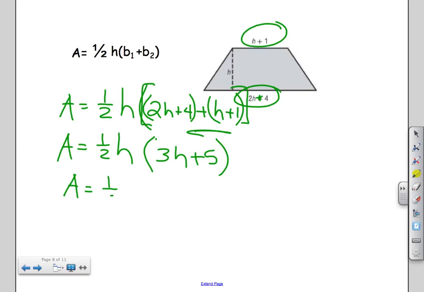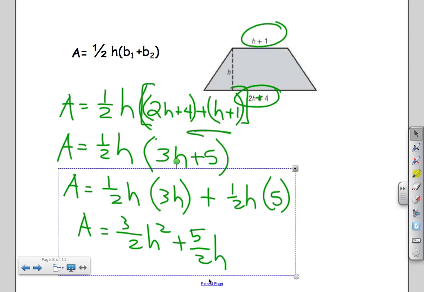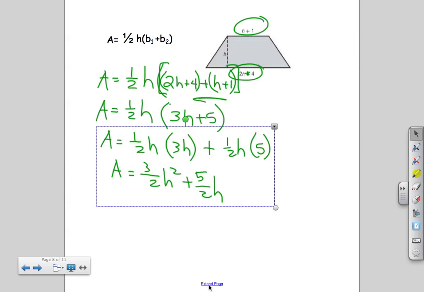A equals 1/2 h times 3h plus 1/2 h times 5. So that gives us A equals 3 over 2 h squared plus 5 over 2 h. I'm going to extend our page, and you'll see, there we go, extended page.